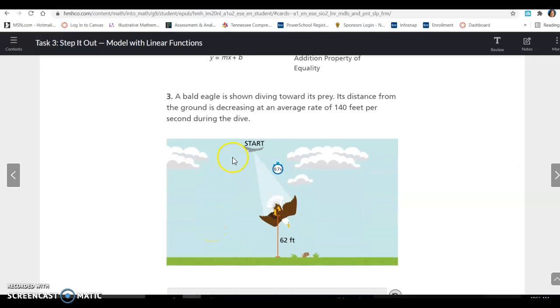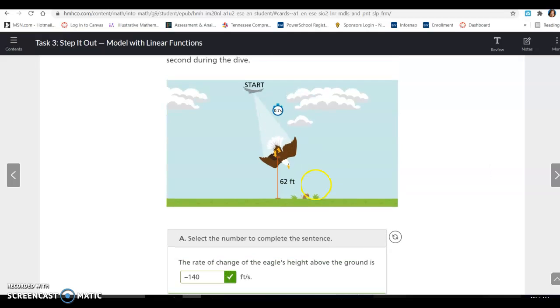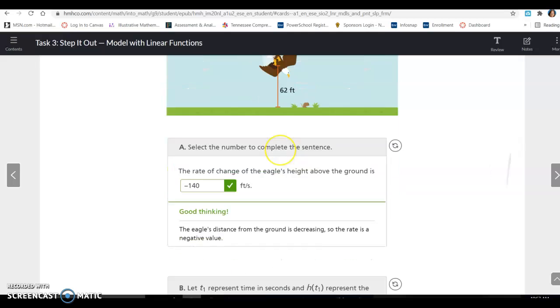It says a bald eagle is shown diving toward its prey. Its distance from the ground is decreasing at an average rate of 140 feet per second during the dive. So you can see it started here, and after 0.7 seconds, it is 62 feet above the ground. Okay, so it says select the number to complete the sentence. The rate of change of the eagle's height above the ground is, well, it's negative because it's going down. So there's a negative rate of change when the graph goes down from left to right.